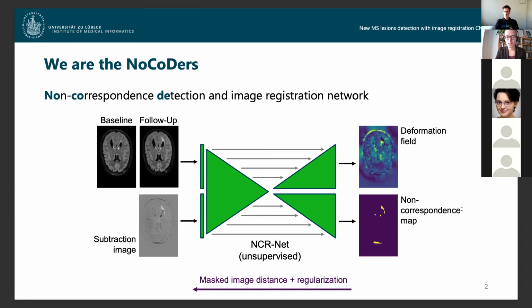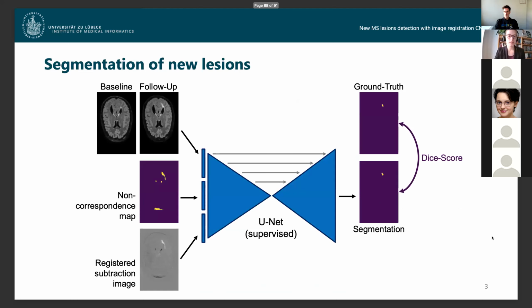As you can see in this non-correspondence map, we have segmentations of new lesions that appear, for example, as this bright spot here in the subtraction image, but also some other non-correspondences are segmented, for example, brightness differences or some small misalignments between the two time points. So we need a second step in our framework, and this is again a CNN.